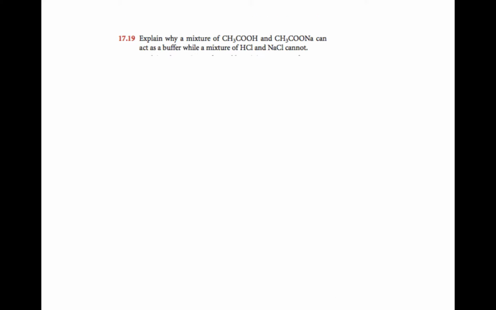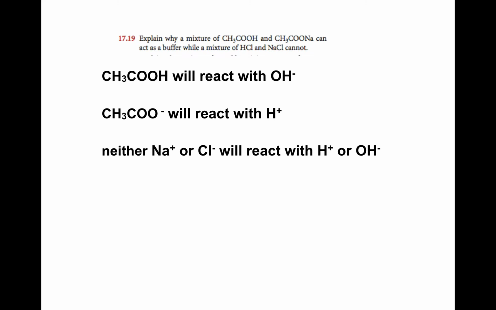Explain why the mixture of acetic acid and sodium acetate can act as a buffer while hydrochloric acid and sodium chloride cannot. Well, the weaker the acid, the stronger the conjugate base. So when we talk about acetate, this is a significant base because acetic acid was an acid that didn't really want to give an H. So you've made something that can take an H.